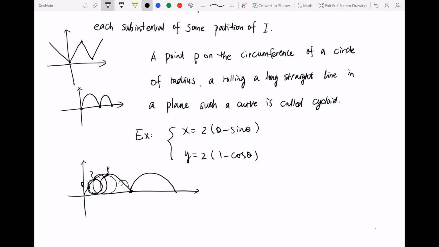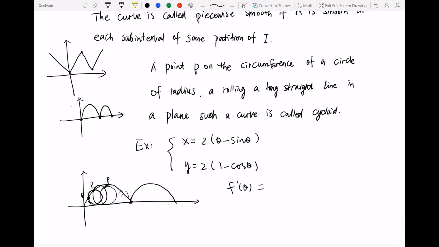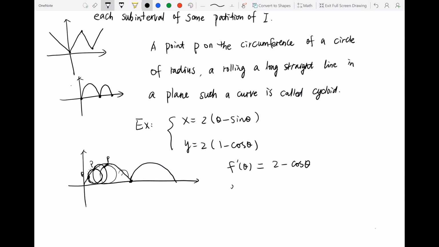Now we look at this function. We take the derivative of f of theta, basically the x function. Okay, f of theta equals 2 times theta minus 2 sine theta. Take the derivative: the derivative of theta is 1, the derivative of sine is cosine. So g prime, the derivative of g: the derivative of 2 is 0, the derivative of negative cosine is sine, so it's going to be 2 times sine theta.